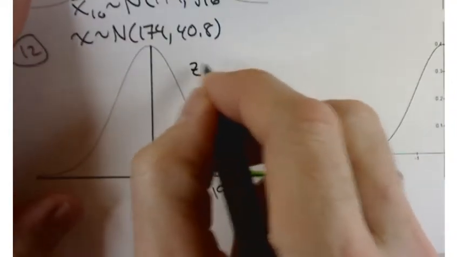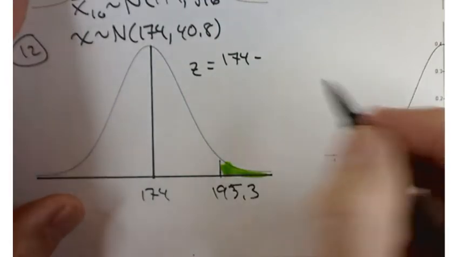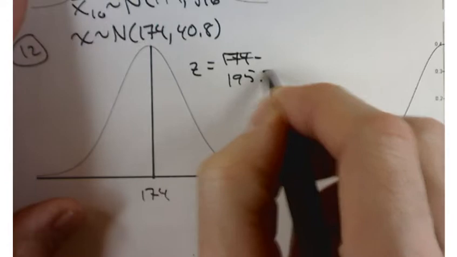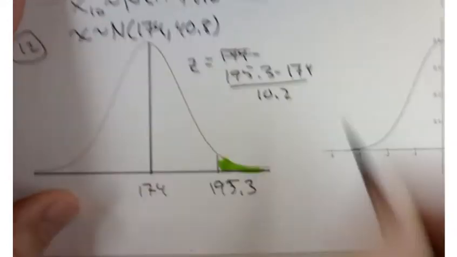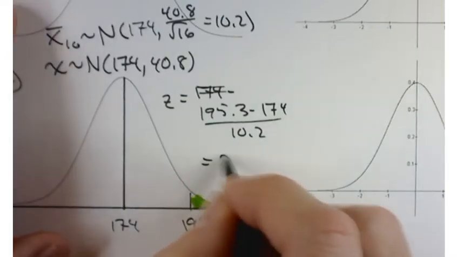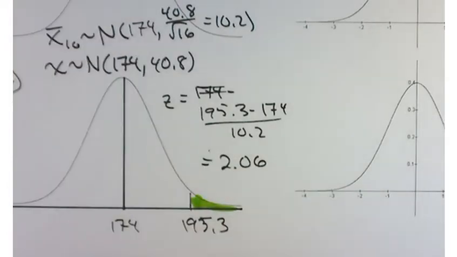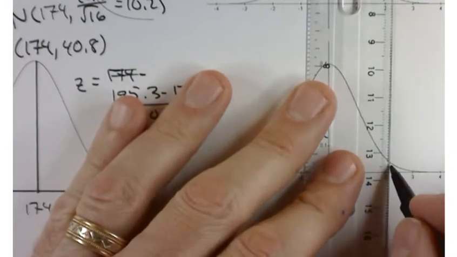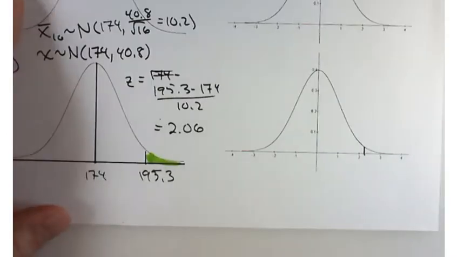So the z-score is going to be 195.3 minus 174, divided by 10.2. Rounded off, that's 2.06. So it's pretty far out in the right tail. Not much area there.